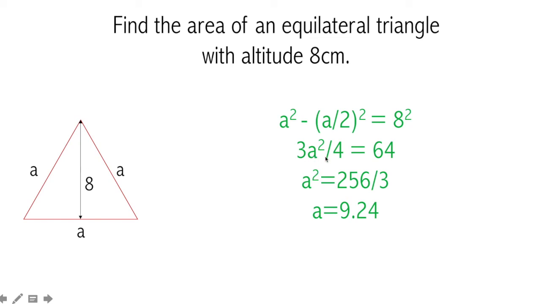So that gives you 3a squared by 4 is equal to 64, and eventually doing the math, you get a is equal to 9.24 centimeters. Yeah, we have units here, so 9.24 centimeters, right? Now that is the side length.